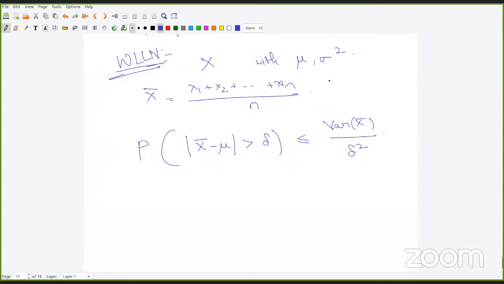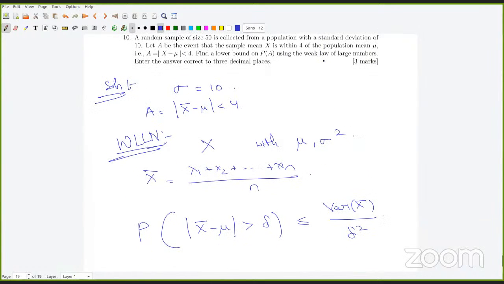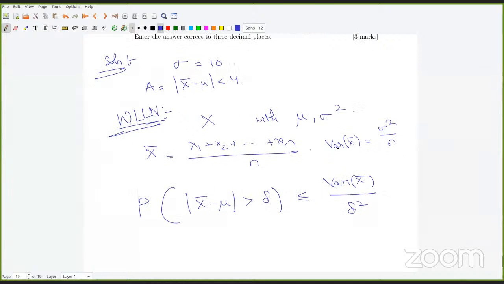Now we have to compute this. What is the variance of x bar? If you know the population standard deviation, what will be the variance of the sample mean? Sigma square by n. So the variance of the sample mean will be population variance divided by n, that means sigma square by n. Correct? And the expectation will be mu itself.